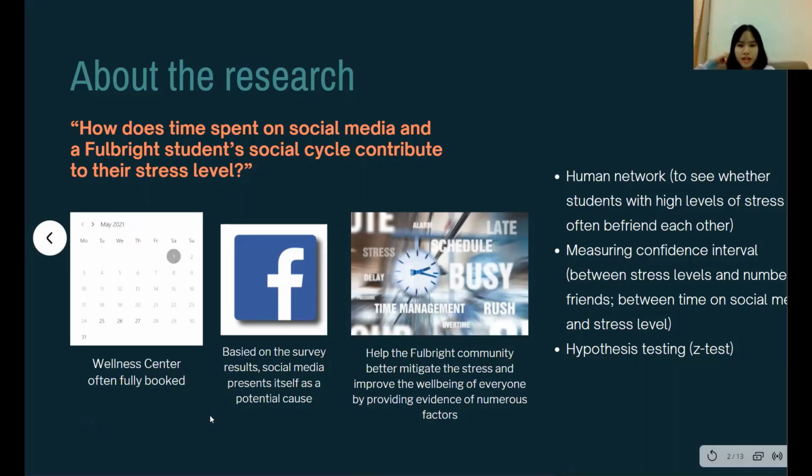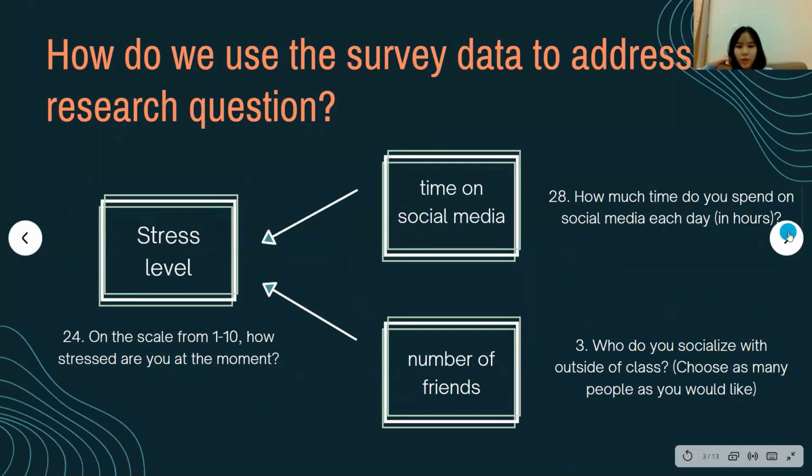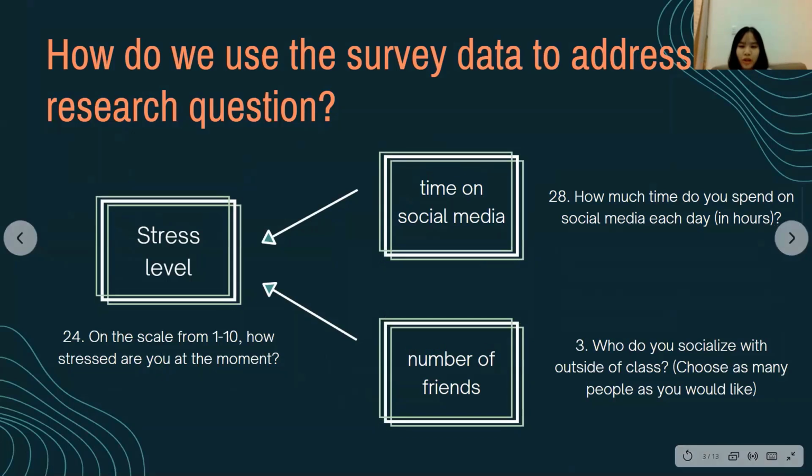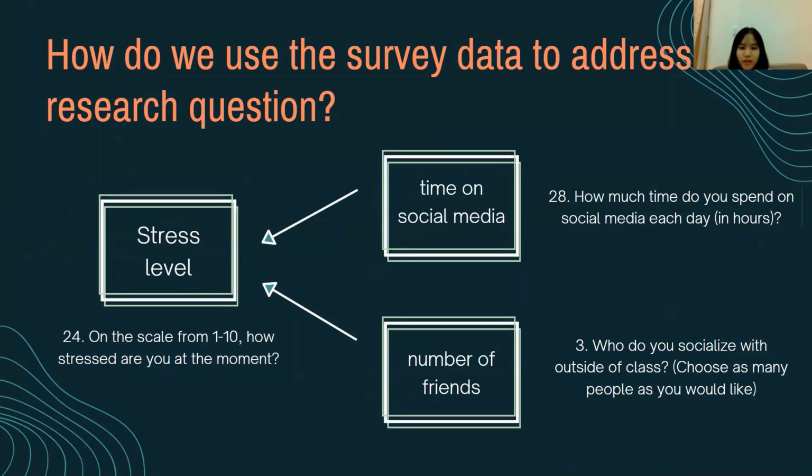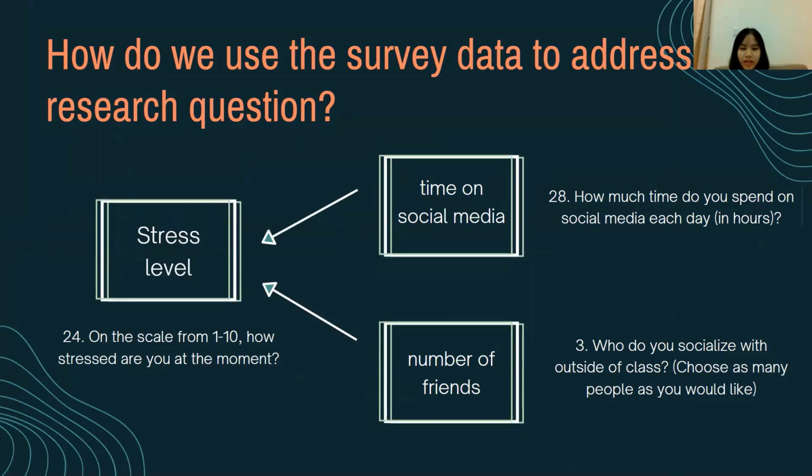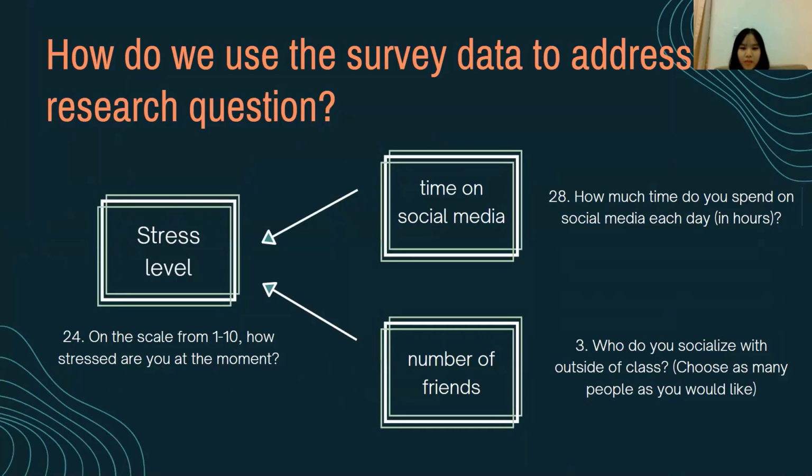As we are going to examine the correlation between stress level and two factors, including time on social media and number of friends, we would use the data from three relevant questions. Who do you socialize with outside class? On the scale from 1 to 10, how stressed are you at the moment? And how much time do you spend on social media each day in hours?